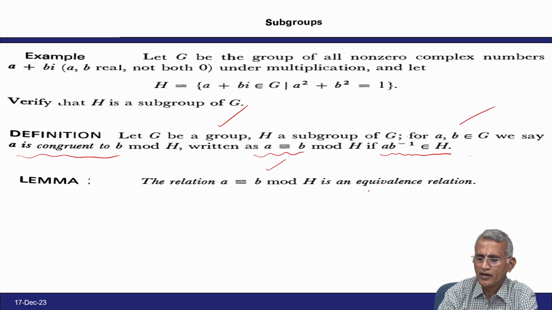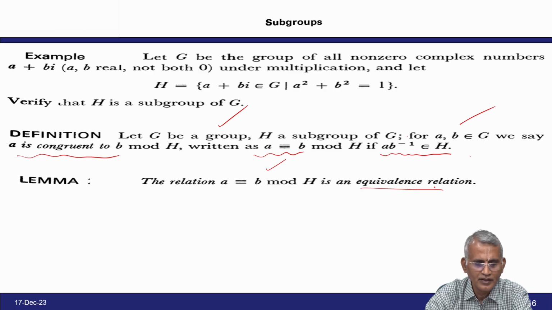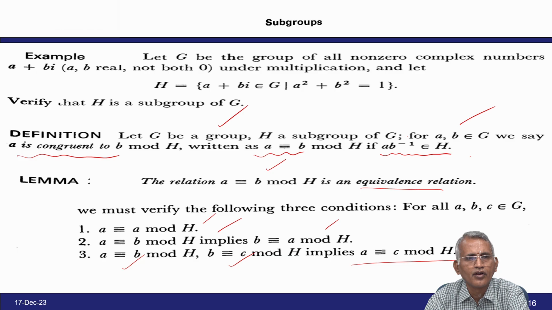So, we have the relation a is congruent to b under modulo H is an equivalence relation. Equivalence means the set satisfies reflexivity, symmetry and transitivity. So, a is congruent to a under modulo H. For all a, b, c, a congruent to b under modulo H implies b is congruent to a under modulo H, and a congruent to b under modulo H and b congruent to c under modulo H implies a is congruent to c under modulo H.